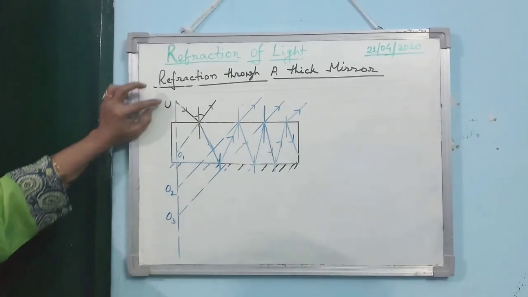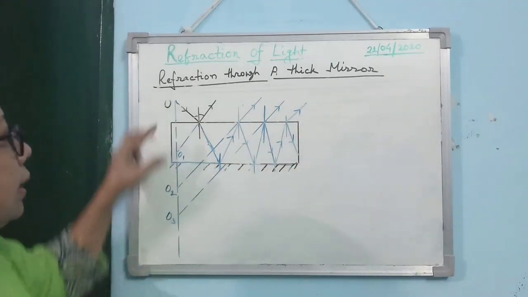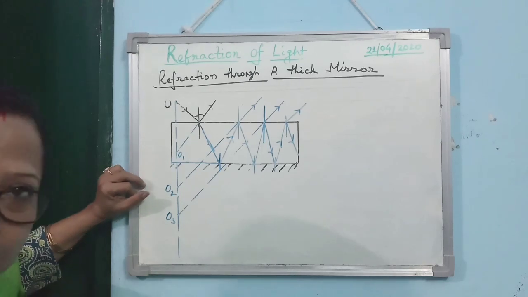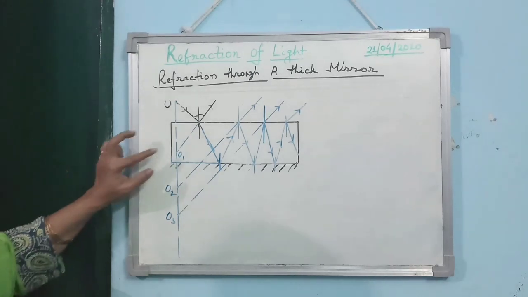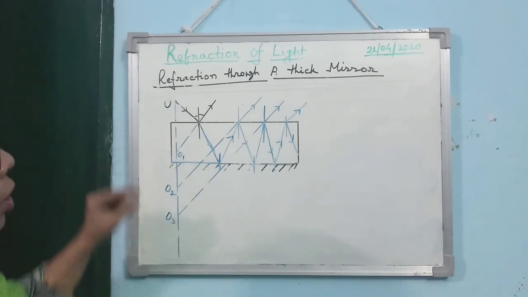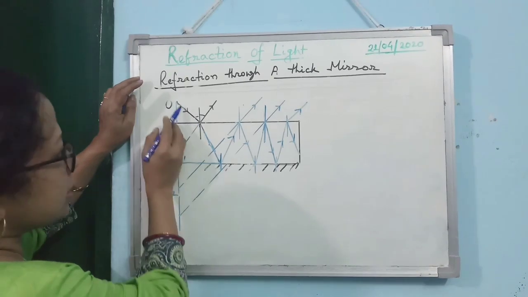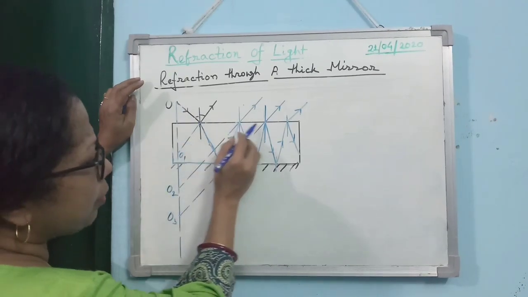So you see, when a point object is placed in front of a thick mirror, then how many images will be formed? Don't say that O1, O2, O3 and then this one O4, so 4 images will be formed. No. What will happen? I said that from the point O I have taken only one incident ray, but several rays at each and every point are falling.